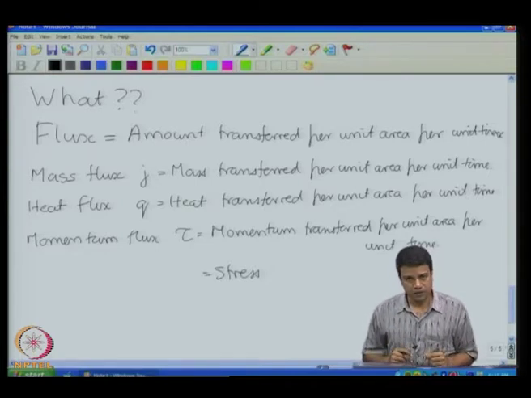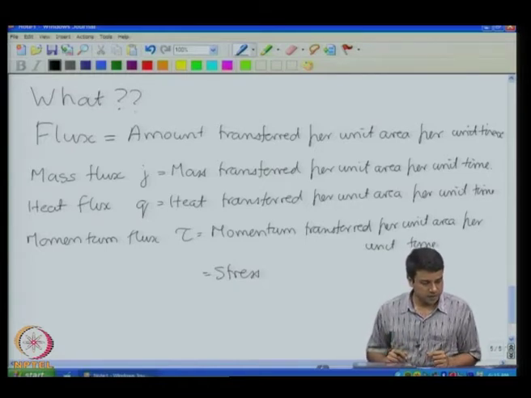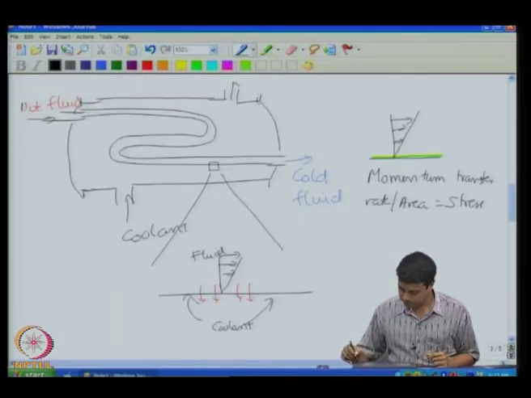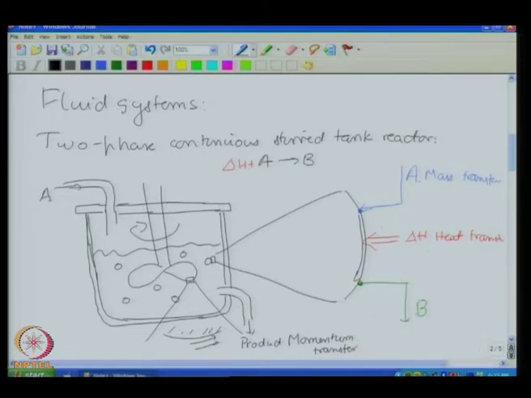So, these are the fundamental quantities that we will be dealing with, the mass flux, the heat flux, the momentum flux. These things of course depend upon conditions. So, for example, in the reactor problem, the mass flux of A to the surface is going to depend upon the difference in concentration of A between the bulk of the fluid and the surface, because mass always travels from regions of higher concentration to lower concentration.